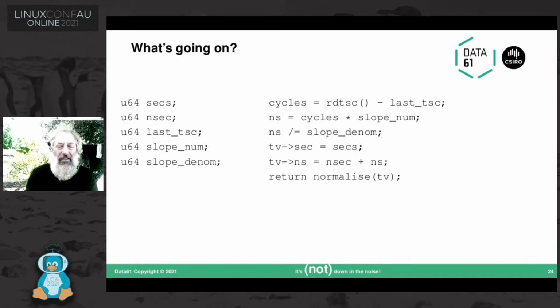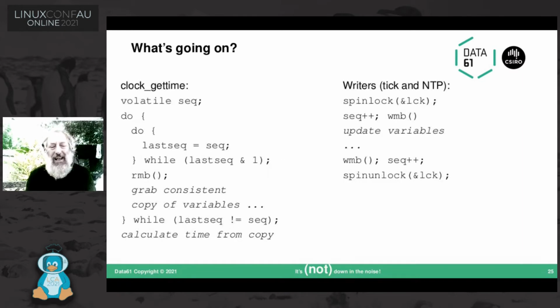In the meantime, the kernel might be updating this stuff. So all of that code is surrounded by a sequence lock. The way that a sequence lock works is that if there's no contention, it'll run through the code on the left really, really fast.